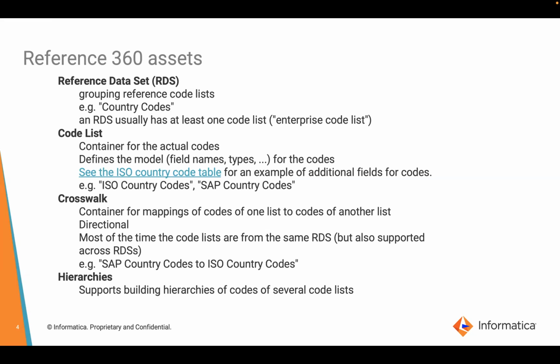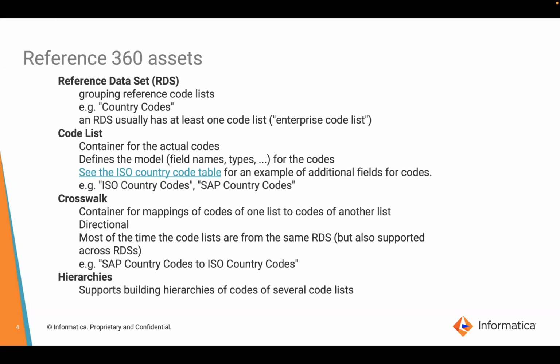Then inside a reference data set, you have code lists, which are nothing but a container of the actual codes or records, the code values that you see in your drop downs. Inside a code list, you can have field names and types for the codes. For example, the reference data set is country codes, and inside country codes you can have the enterprise code list, your ISO country code table, and country codes coming from a different application, maybe SAP country codes. Various kinds of code lists you can have inside a reference data set.